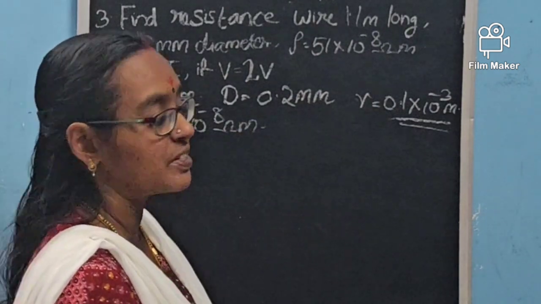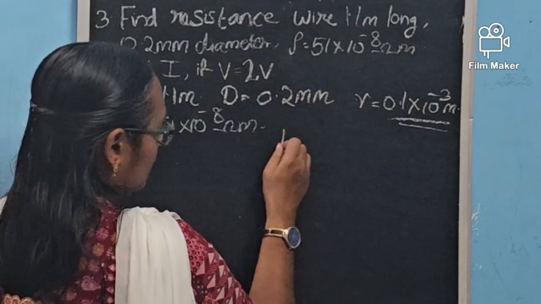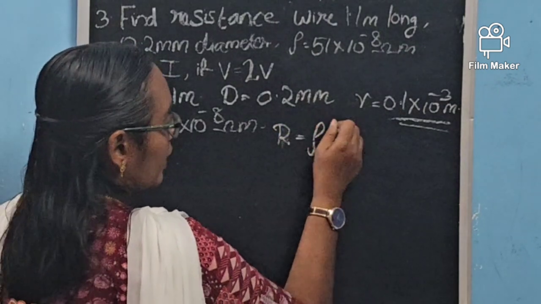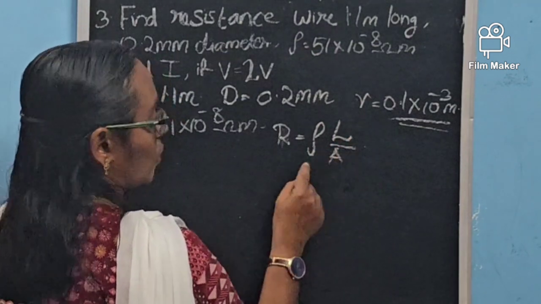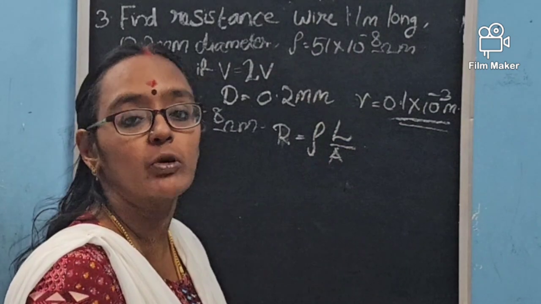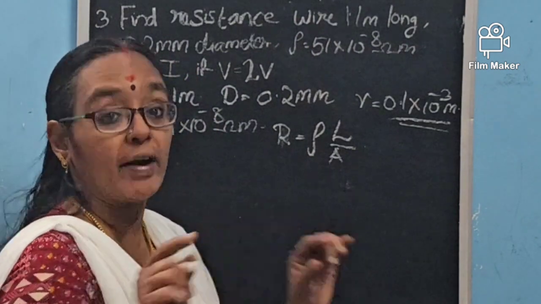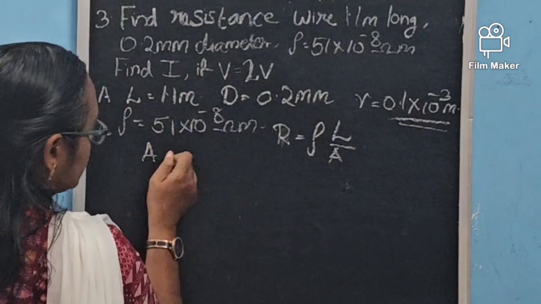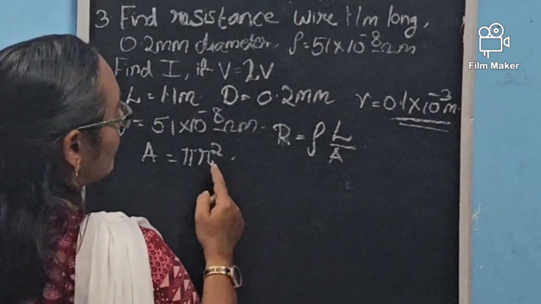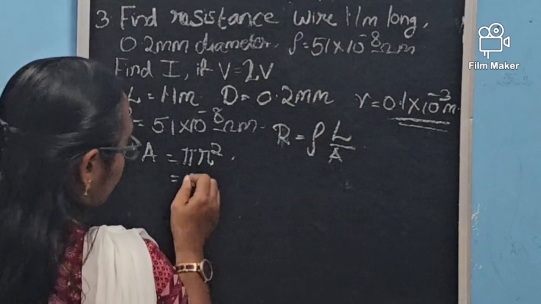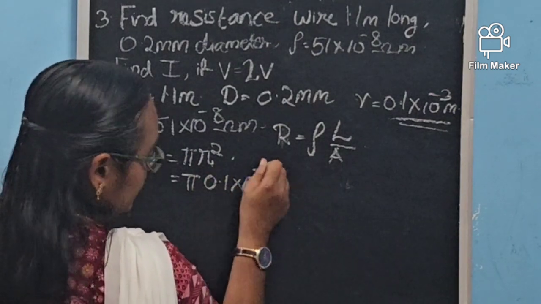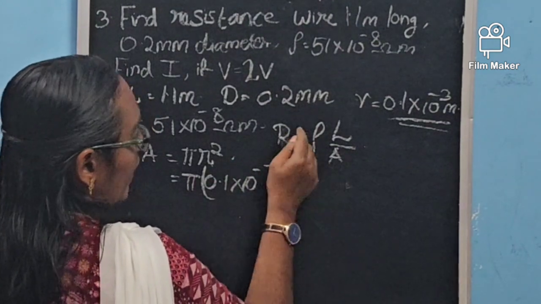How can we find resistance? According to the formula, resistance R is equal to rho L by A. Rho is the resistivity, L is the length and A is the area of cross section of the wire. How can we find the area of cross section of the wire? Area of cross section of the wire is equal to pi r square. So we have to apply that. That's equal to pi into, what is r? R is 0.1 into 10 raised to minus 3, square. We have to directly apply it over here.